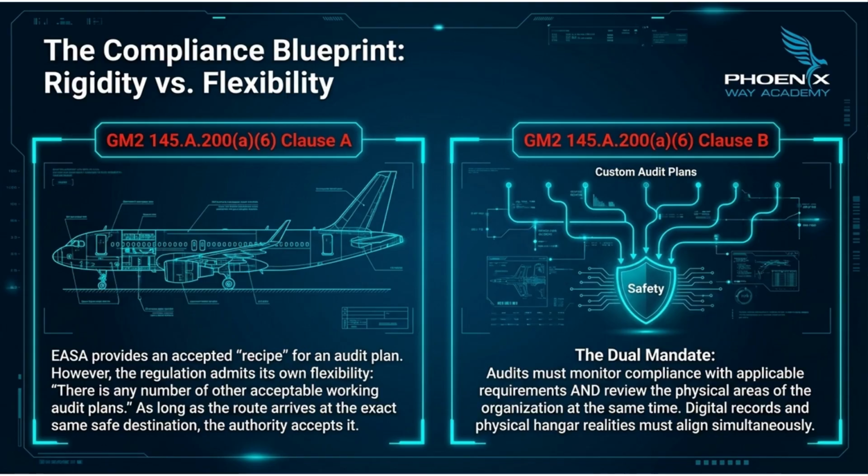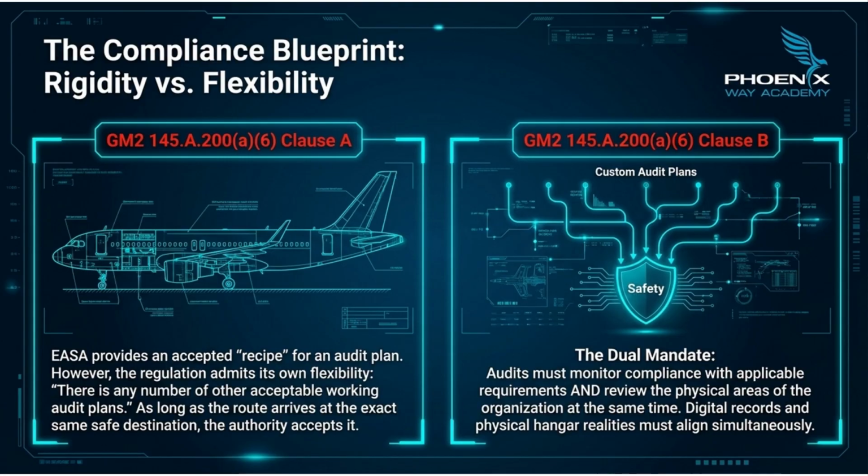It says, the purpose of this GM is to provide guidance on one acceptable working audit plan to meet part of the needs of point 145.A.200(a)(6). And then it explicitly adds something crucial. Yeah, it says there is any number of other acceptable working audit plans. I just find it fascinating that the regulation opens by admitting its own flexibility.